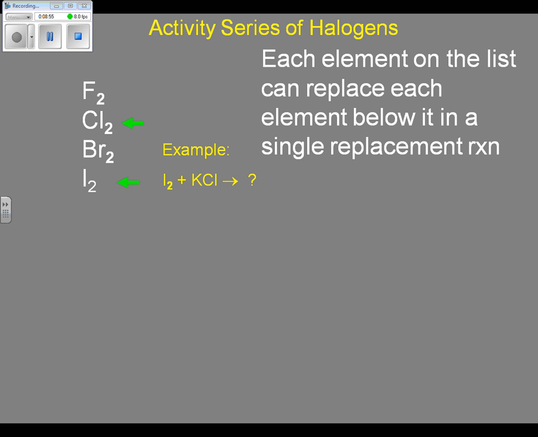If the single element, which in this case is our iodine, is above chlorine, it can replace it. So will a reaction happen here? No. This is going to be no reaction. Iodine does not have enough power to replace chlorine.